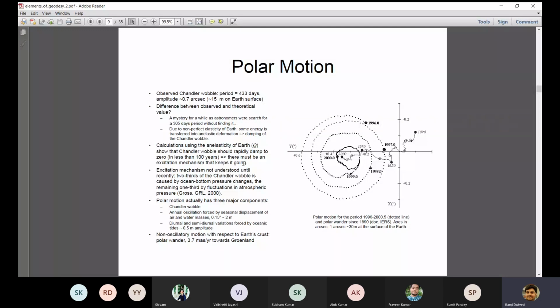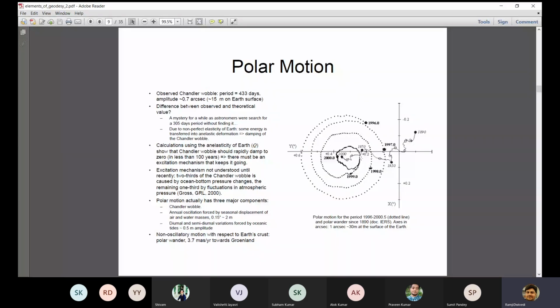So in 1891, when Chandler observed this motion, see, it is coming here, here, here, here, here, here. Then it is coming here. In 1950 till 1970, there was nothing like any periodic motion. This is a very strange point. But from 1970 it goes on till 2000, or maybe before 2000.